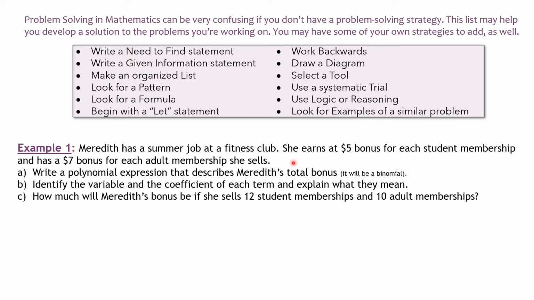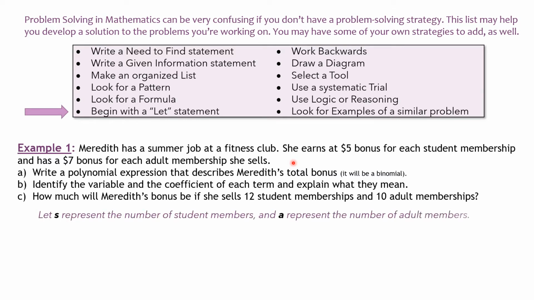Okay, so first of all, we have English words here, and we need to convert them to math. So what we need is a let statement. We're going to start with a let statement, and this one looks like this. Let S represent the number of students and A represent the number of adult members, because we have two different things going on here. The student membership is a different number than the adult membership, so we need two different variables here, S and A. So we need to write a polynomial expression. Now we have some letters to use. We have an S to use and we have an A we can use.